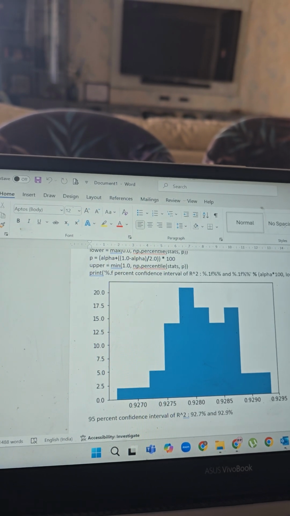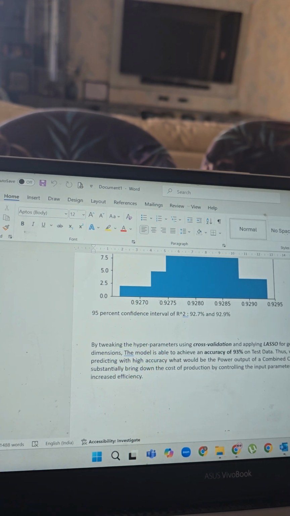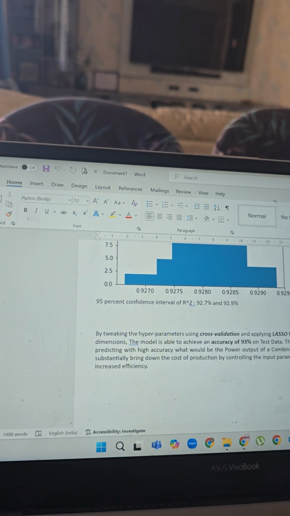Tenfold cross validation helps in finding the most optimum degree for polynomial regression and level of alpha for the lasso model. Lasso shows which parameters are important to the model, and bootstrapping reflects a confidence interval. When we take the confidence interval for R square, we see that the 95% confidence interval for R square is 92.7 to 92.9. So by tuning these parameters using cross validation and applying lasso to get the most important dimensions, this model is able to achieve an accuracy of around 92.7 to 92.9 on the test data.